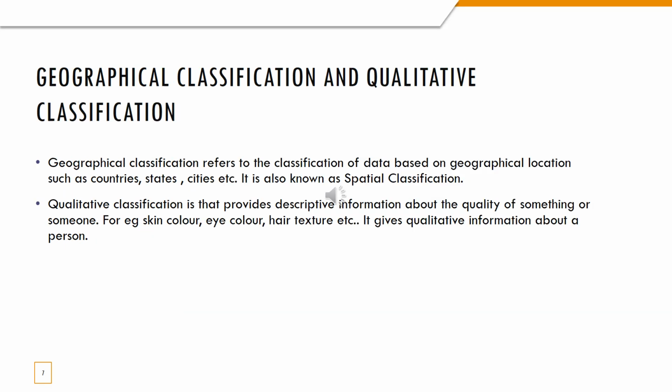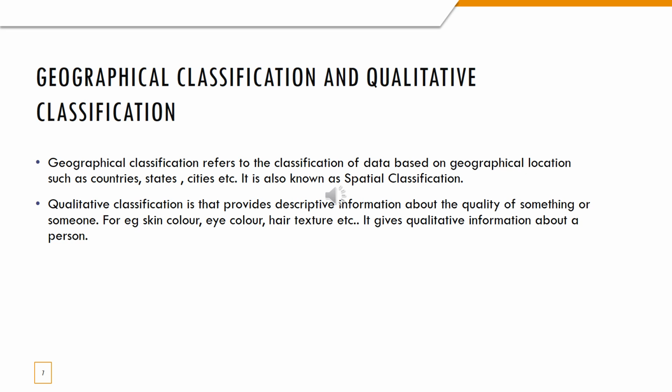Now, these are the other two types of classification, which are very common. One is geographical classification and the other is qualitative classification. Geographical classification refers to the classification of data based on geographical locations such as countries, states, cities. It is also known as spatial classification. Please learn the other name. Qualitative classification provides descriptive information about the quality of something or someone, for example, skin color, eye color, hair texture. It gives qualitative information about a person.